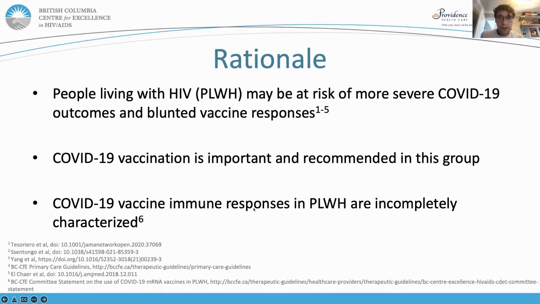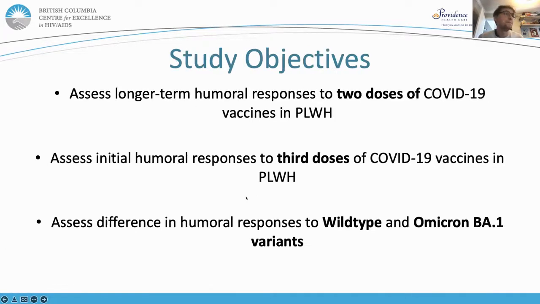So some quick background. We know that people living with HIV may be at greater risk of severe COVID-19 outcomes when compared to people living without HIV. We also know that they can experience blunted immune responses to certain vaccines, including vaccines for hepatitis and flu. So because of this, COVID-19 immunization is important and recommended in people living with HIV, but we also know that the responses to COVID-19 vaccines still remain incompletely characterized at this time.